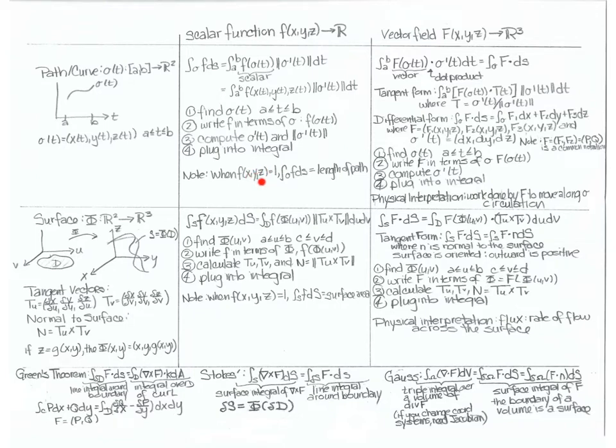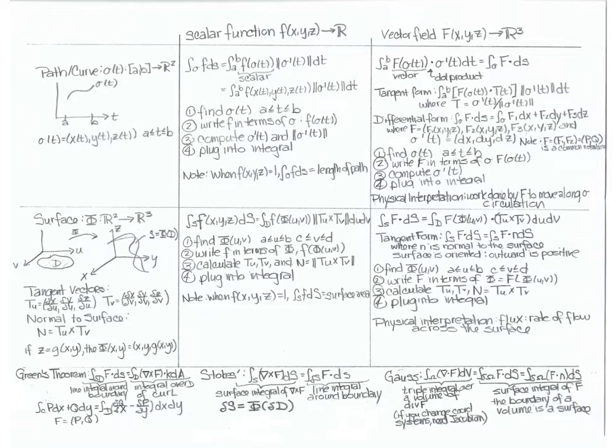Also, you want to note when f of x, y, z is equal to 1, then your path integral gives you the length of your path. One other note, the reason why you do this function composition is because f is defined for all your points x, y, z in the x, y, z space. However, you're only integrating, or you're only concerned with the x, y, and z values that are on your sigma, which is why you plug the sigma values into f.